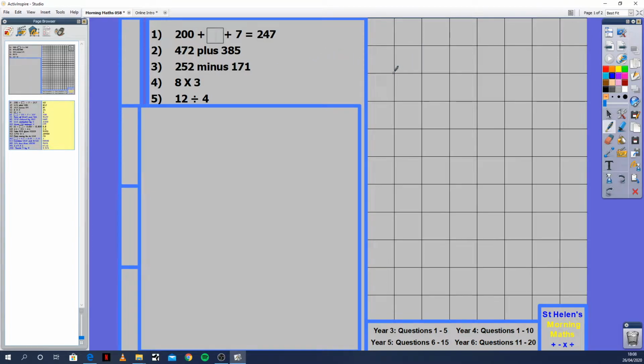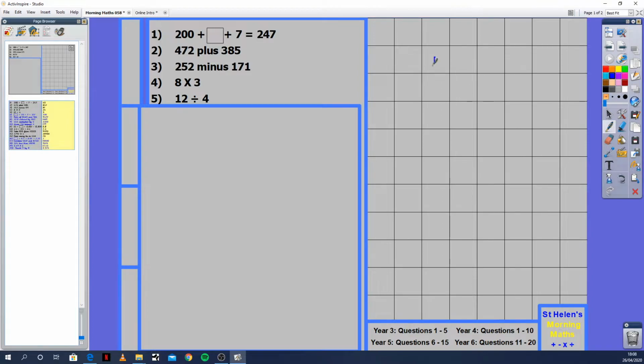200 plus what? 200 plus what plus 7 equals 247. In 247, you get 200, 40, and 7. I'm going to write it. It's 200 plus 40 plus 7. If I partition the numbers up, 200, 40, and 7, that's my hundreds, that's my tens, and that's my units over there. So 200 is in the question, 7 is in the question. What's not in the question? It's 40. So it's 200 plus 40 plus 7.